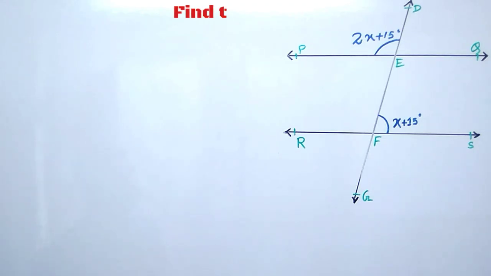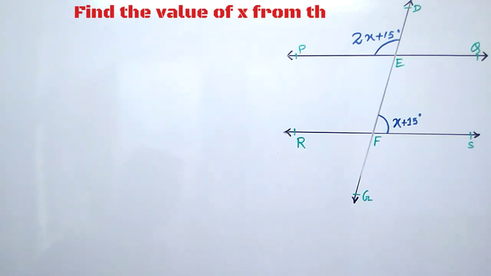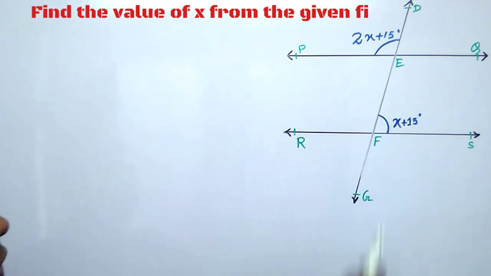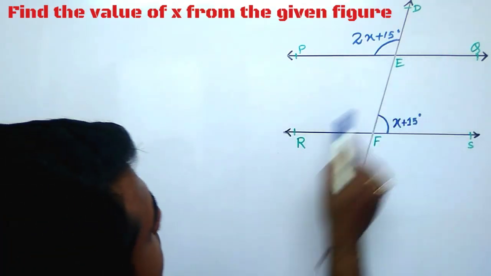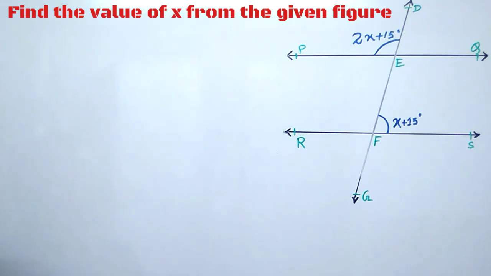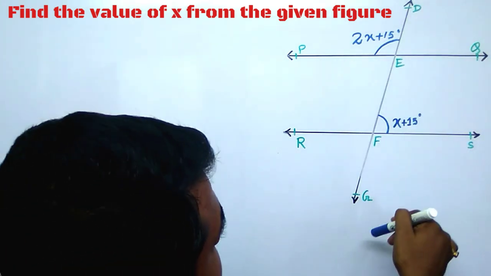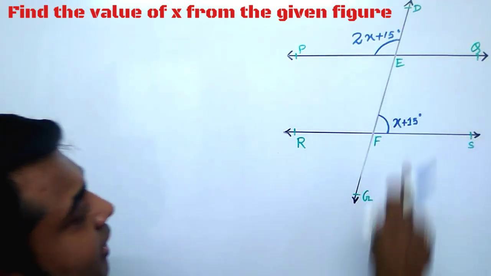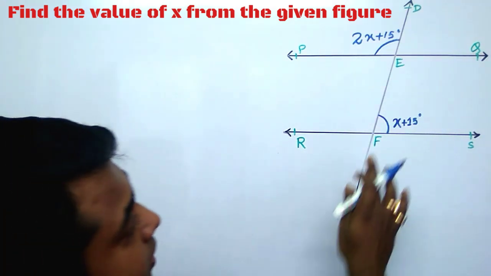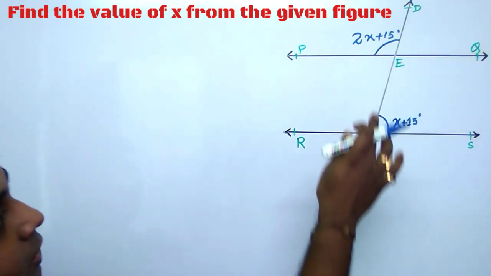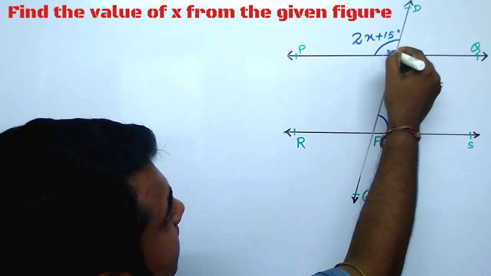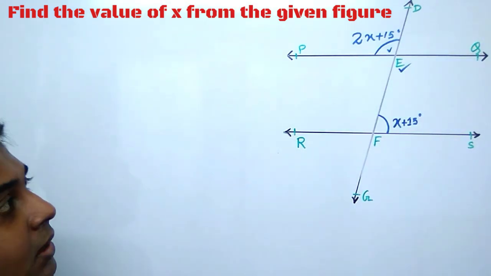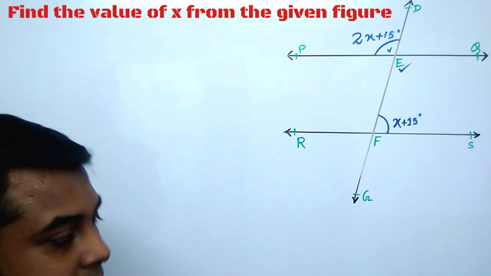Good afternoon, students. According to this figure, your question is: find the value of x in the following figure. In the given figure, you can see PQ and RS, two parallel lines, where BG is the transversal, right? So that's why we can say that this angle and this angle are co-interior, but we don't have the value of this angle. But from this figure we can say that this angle and this angle are the same. Why? Because these two angles are vertically opposite angles.